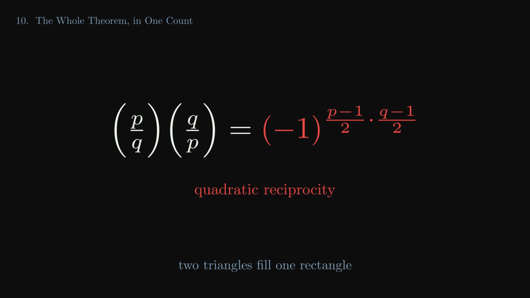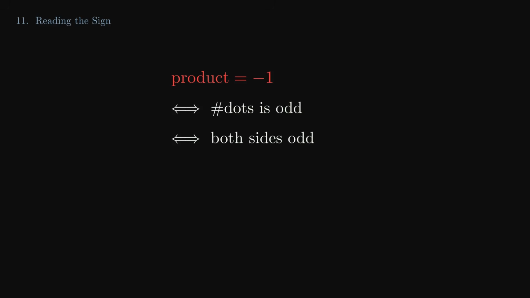The picture also tells you, at a glance, when the two answers flip. The product is minus 1 exactly when the number of dots is odd. And a rectangle has an odd number of dots only when both of its sides are odd. The two sides are half of each prime minus 1. Half of a prime minus 1 is odd precisely when the prime leaves a remainder of 3 after dividing by 4. So the sign flips exactly when both primes are 3 mod 4, which is the clause in the theorem we started with, now visible as a fact about whether a rectangle has odd sides.